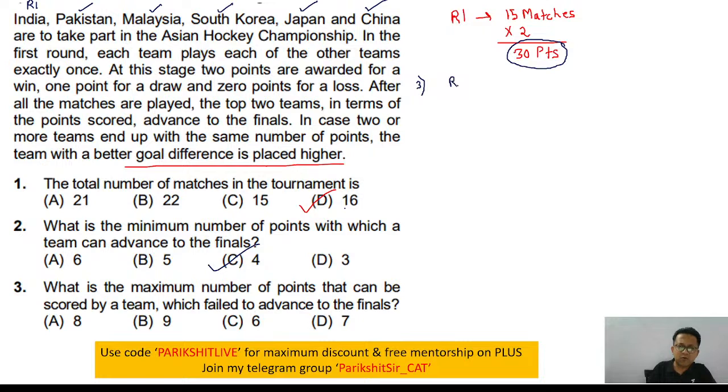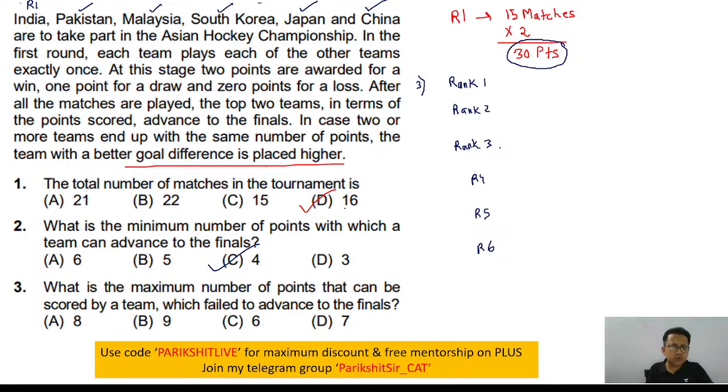Think about it. Round two, rank one and rank two. Let's put it rank one. Every time I'm calling it round. Rank one, rank two, let's say rank three, and similarly rank four, rank five, rank six. Okay. Maximum points scored by a team that fails to advance to the finals.